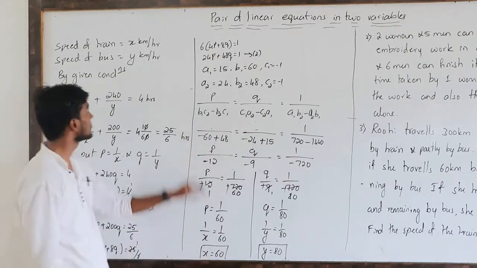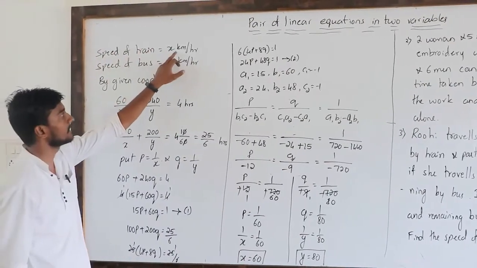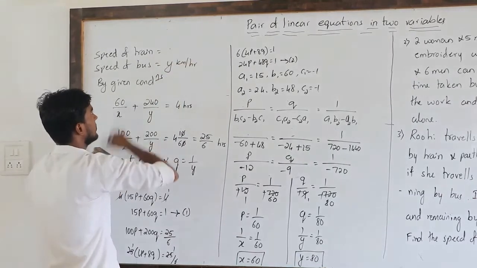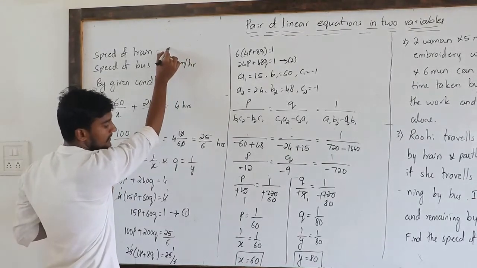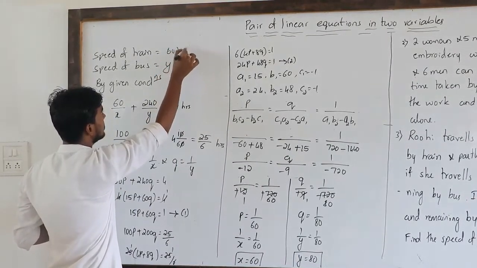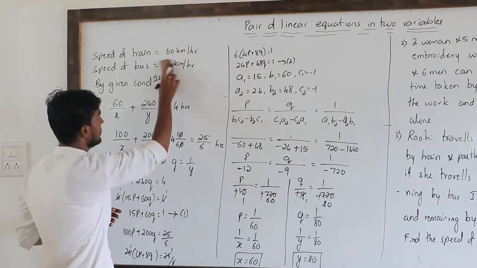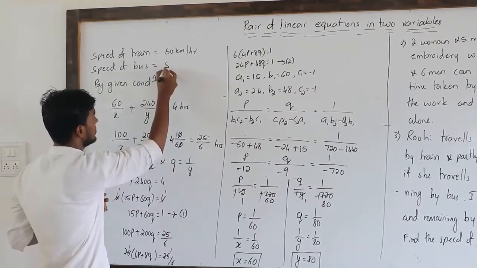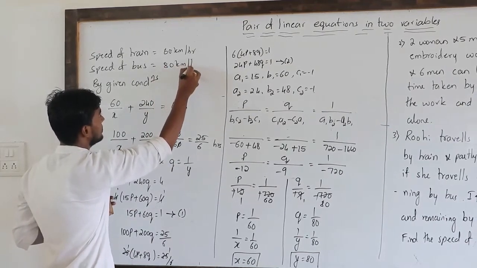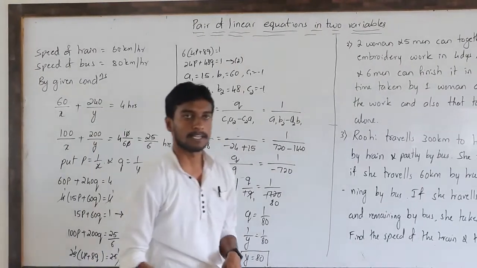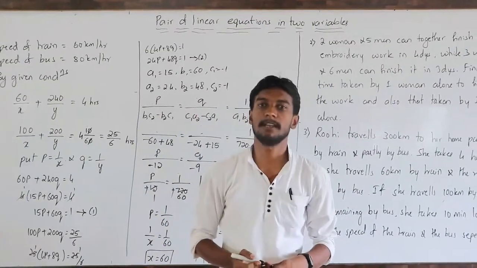X means you have considered speed of train. Speed of train is how much? 60 kilometer. Speed of train, it becomes x value 60 kilometer per hour. And the speed of bus, it is y, you have considered, it is 80 kilometer per hour. So like this you have to solve the value of x and y using the reducible method.